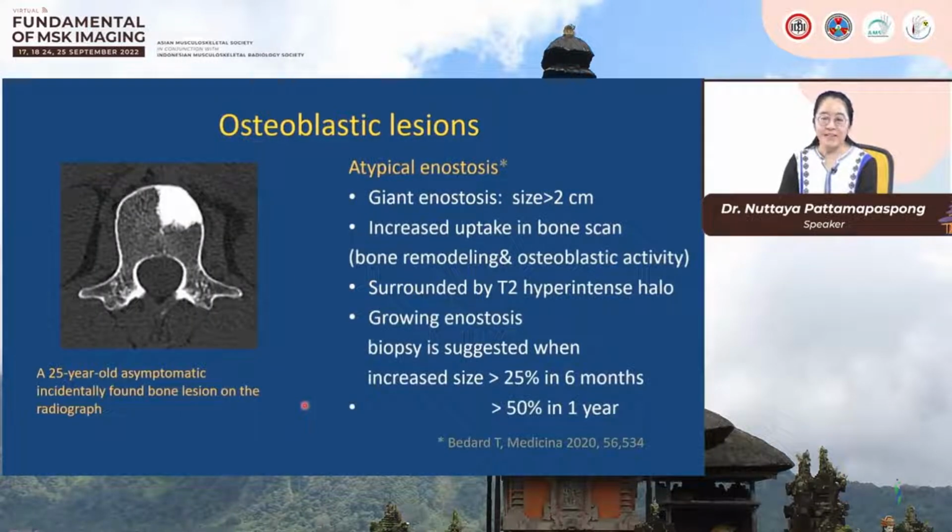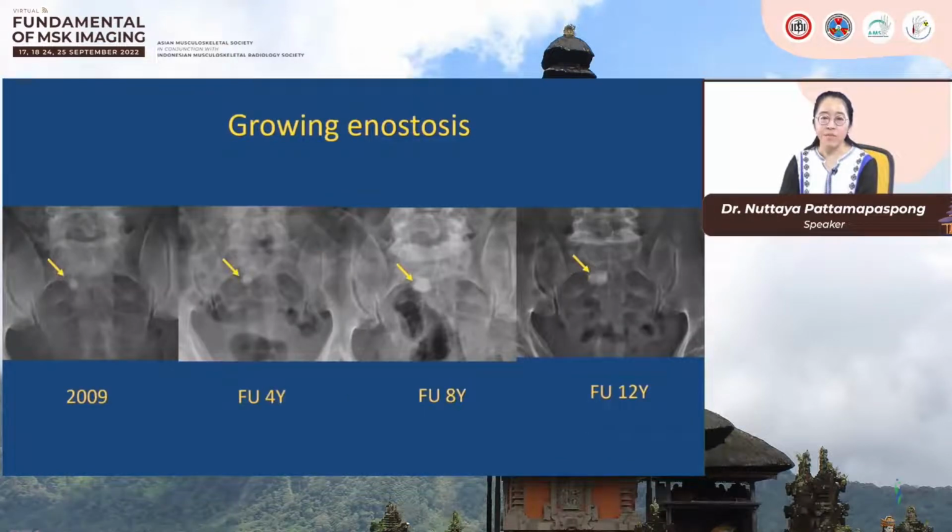And keep in mind that some enostosis can look atypical. This is a giant enostosis, the size over 2 centimeters, and it can increase uptake in bone scan. It can have a surrounding T2 hyperintense halo, and it can grow over time. When it grows over 25% in 6 months or more than 50% in 1 year, that will be considered for biopsy. This is an example of a growing enostosis that grew over 12 years of follow-up.